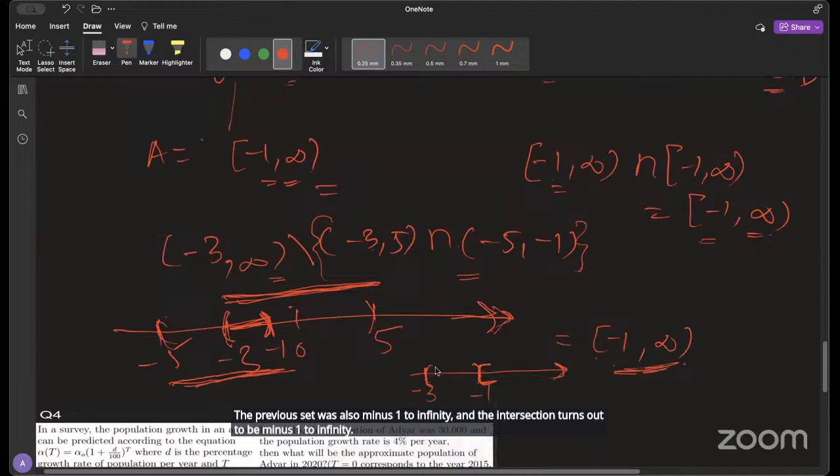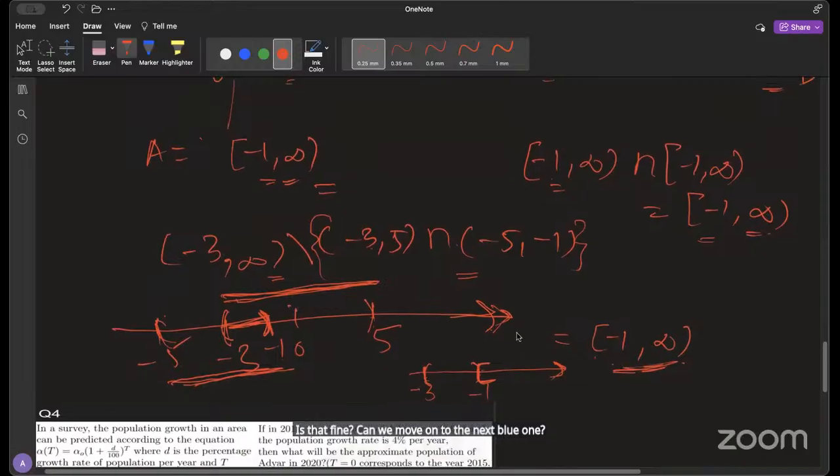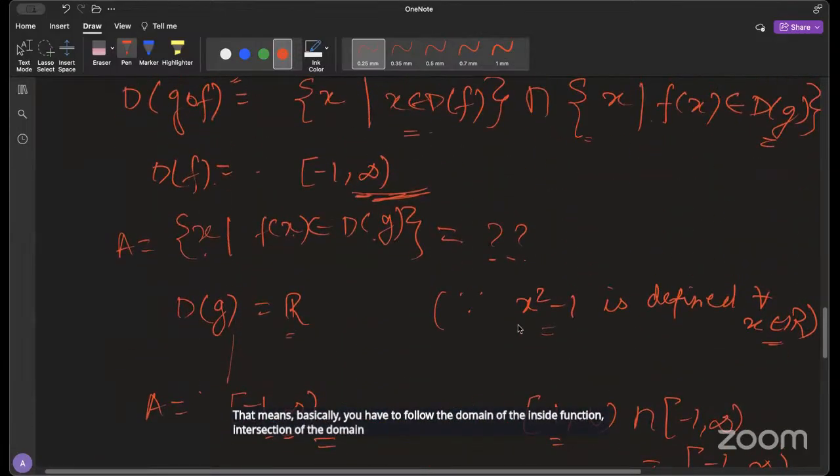Is that fine? Can we move on to the next? It means basically you have to follow the domain of the inside function, intersection of the domain of the outside function.